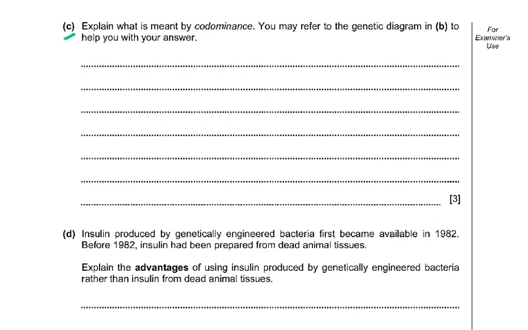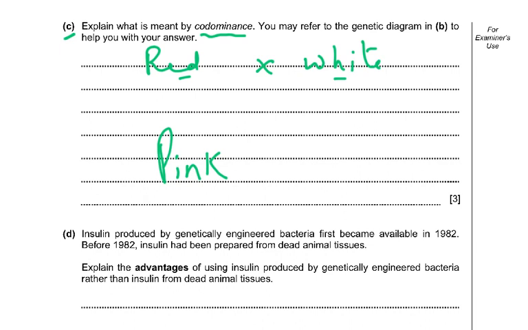Now the part C of the question says explain what is meant by codominance. You may refer to the genetic diagram and B to help you with your answer. Now I give you a very simple example. I say red flowers are crossed with white flowers and all are pink flowers. So there are three phenotypes: red, white, and pink. Now this is a phenomena of codominance.